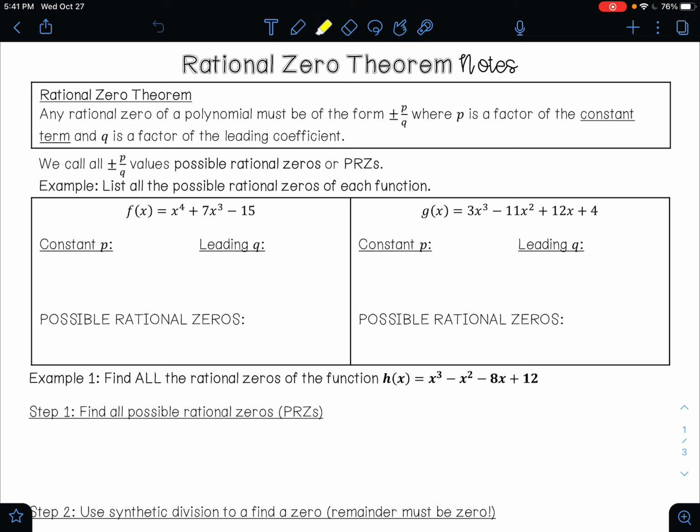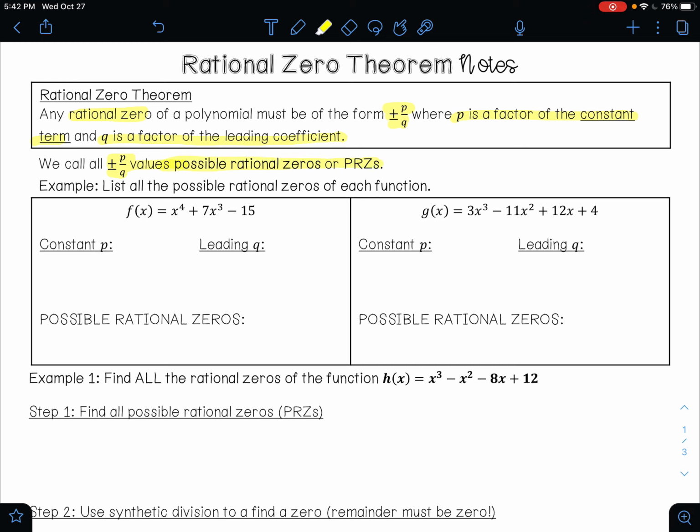So, remember that a rational zero is a rational number. So any rational number that is an x-intercept will always be of the form plus or minus p over q, where p is a factor of the constant and q is a factor of the leading coefficient. We call all plus or minus p over q values possible rational zeros, or PRZs for short.